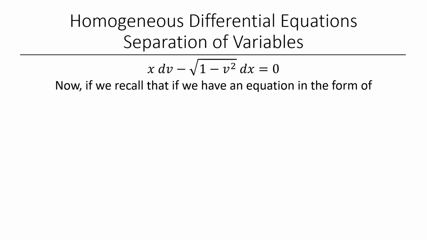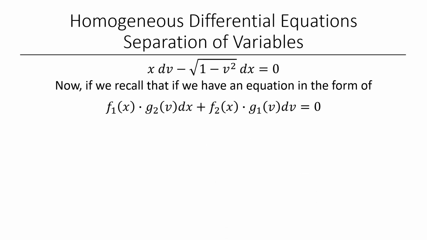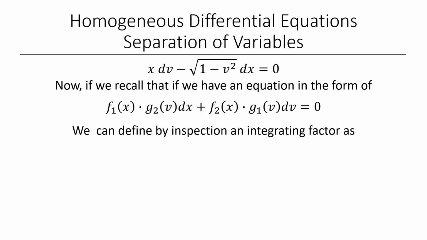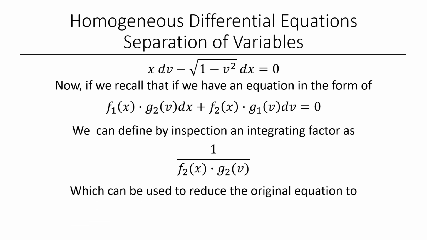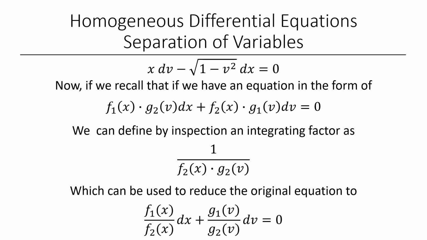So this gets us back to the separation of variables part of the problem. So we recall that if we have something in the form of some function of x times some function of v dx plus some function of x times some function of v dv, that by inspection we should be able to determine an integrating factor such that it'll reduce our equation to this form. This form's important because we see now that we have one term all in x, one term all in v, and so this is what's meant by separation of variables.